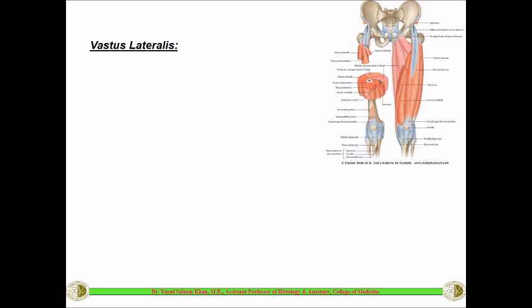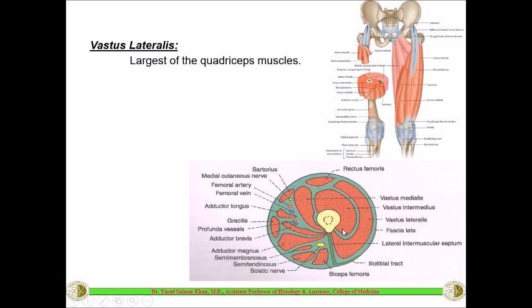Coming to the second muscle of the quadriceps femoris, that is the vastus lateralis. So this is the muscle which is on the lateral side. Here on the other side, this is the vastus lateralis. This is the largest of the quadriceps muscles, even though it looks very small here. If you see the cross section, then you can appreciate how big it is. Here you can see the first muscle you have studied, the rectus femoris. Now you can see this is the vastus lateralis.